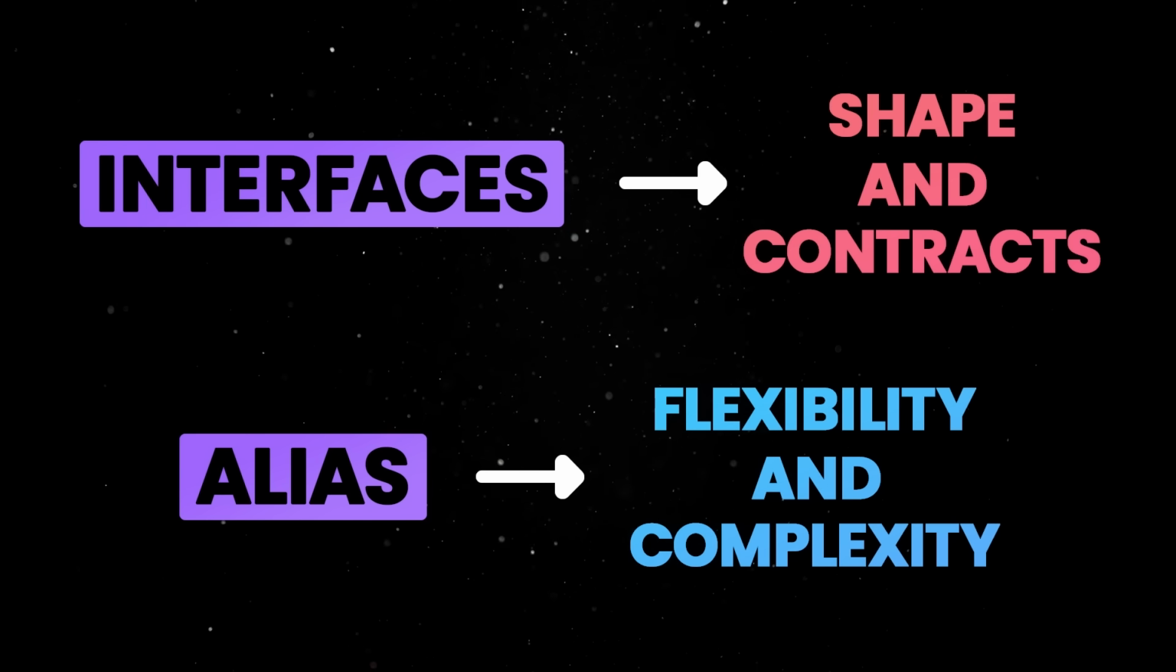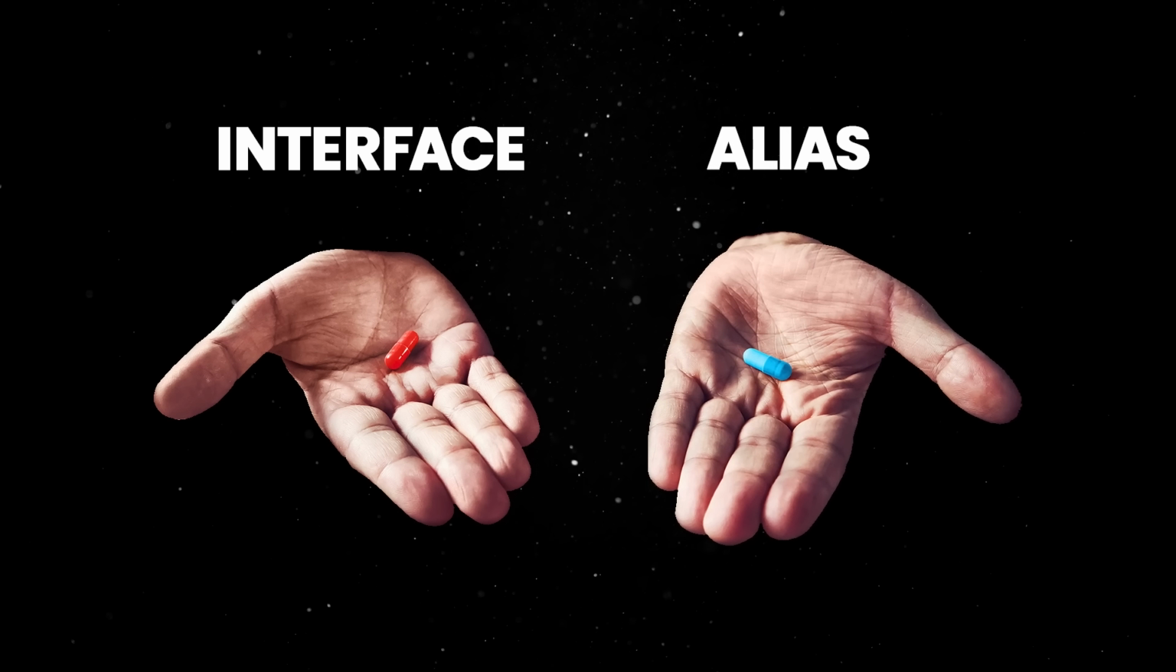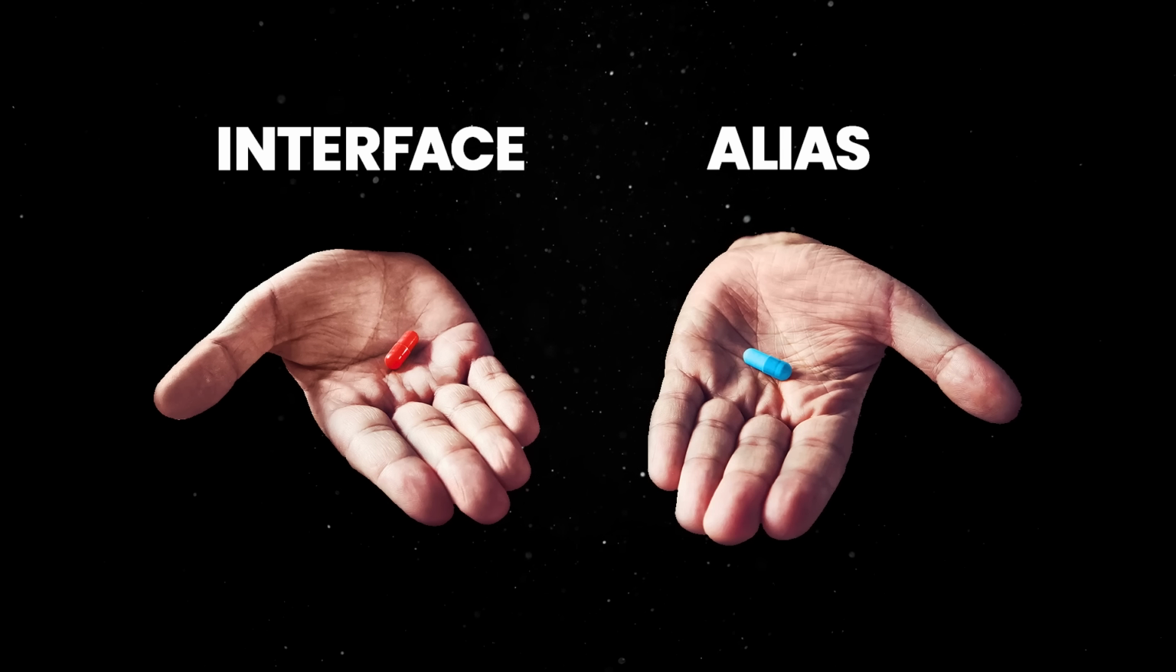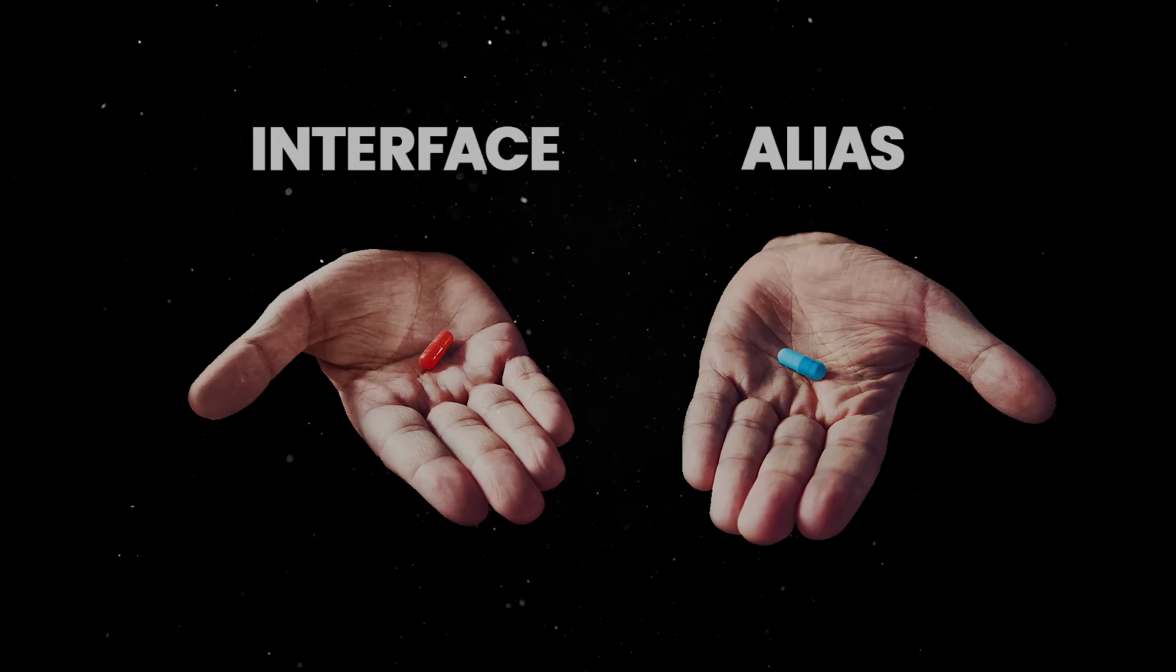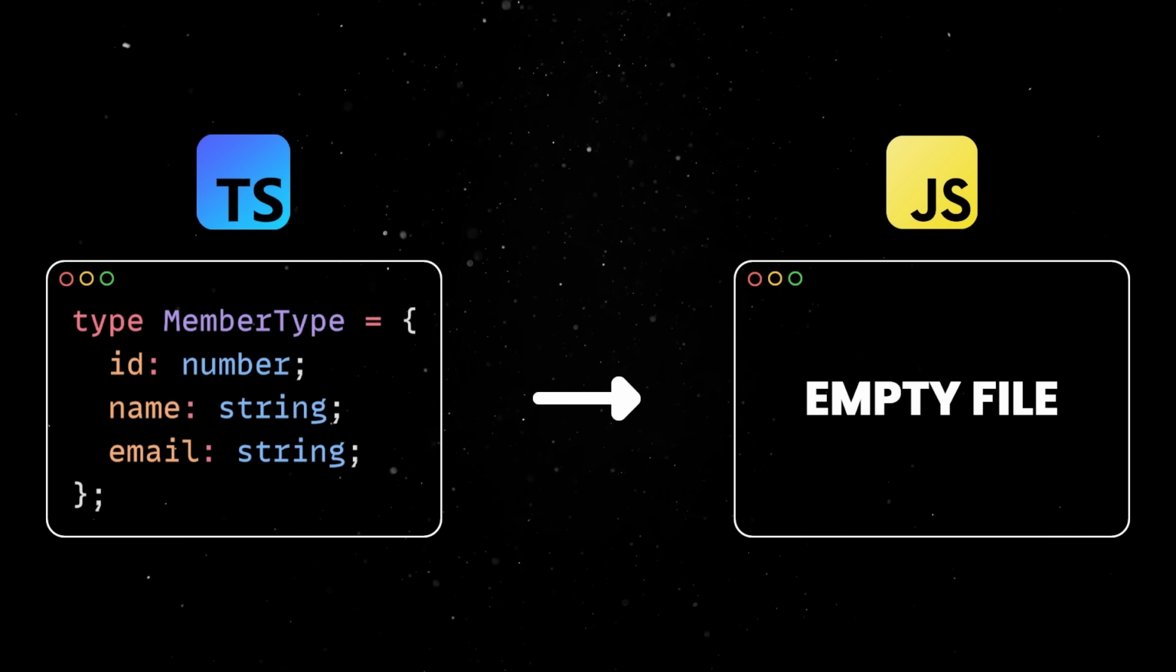Of course, you should be consistent. Once you choose between interfaces and types based on your specific use case, you should stick with this decision across your codebase. And, just like I explained at the beginning of this video, types and interfaces exist only at compile time and do not have a runtime representation.